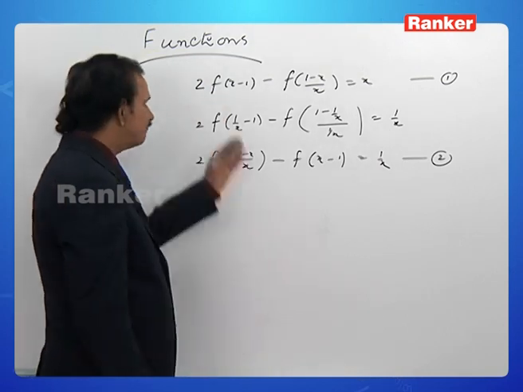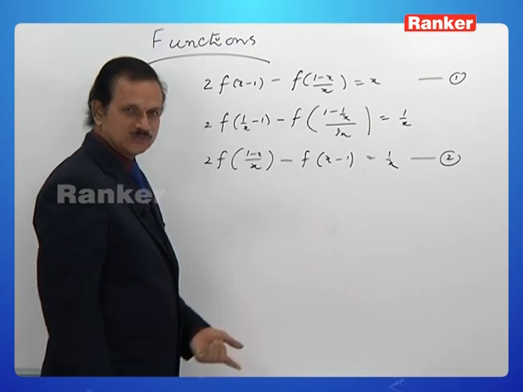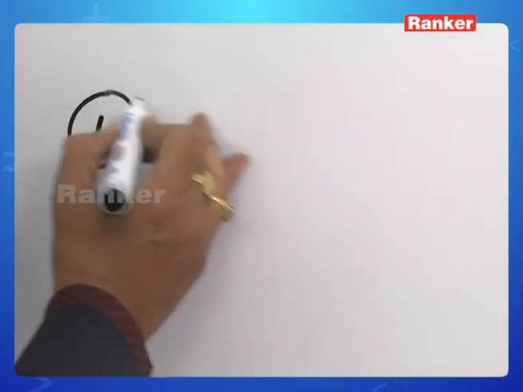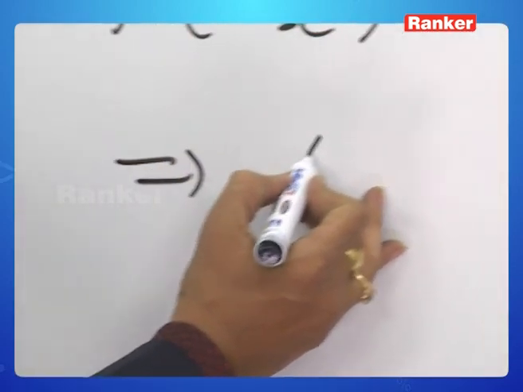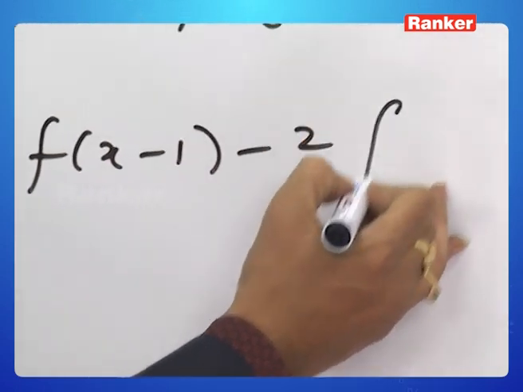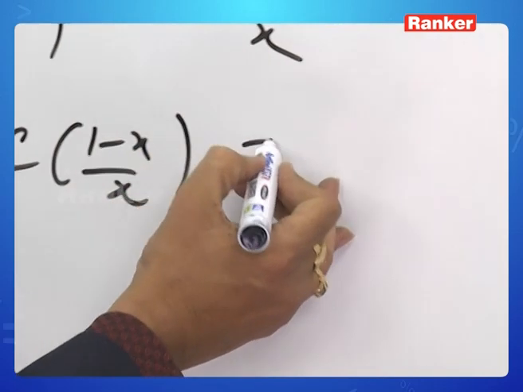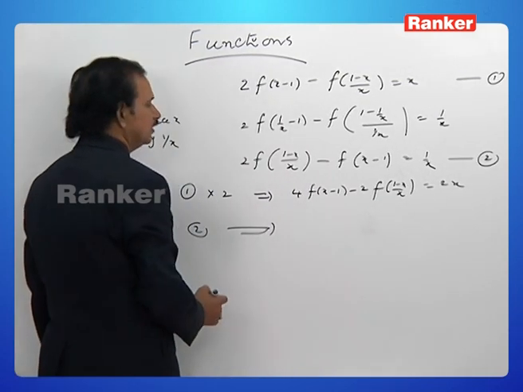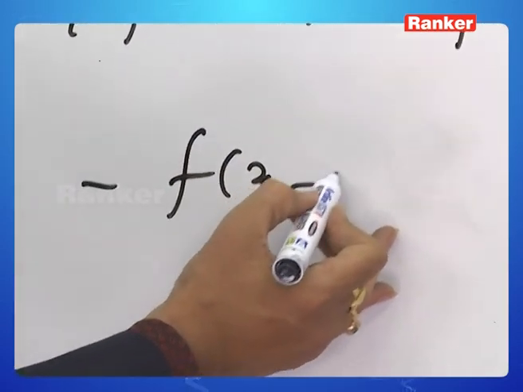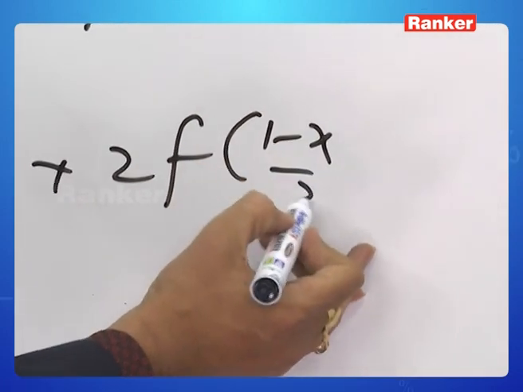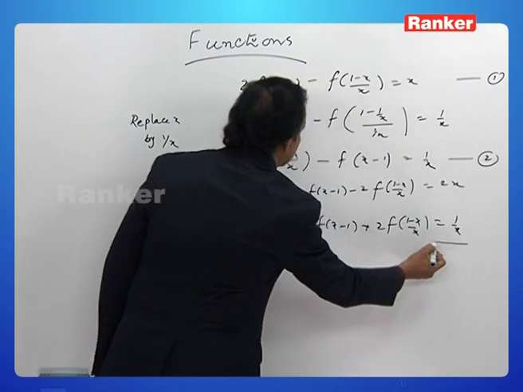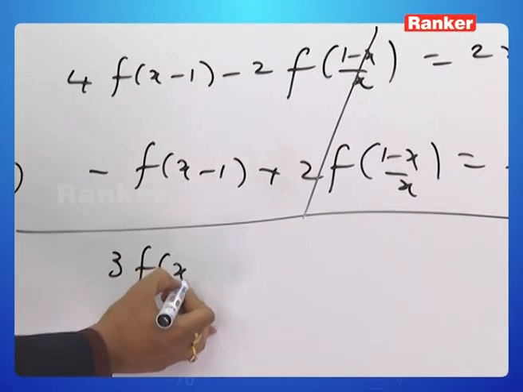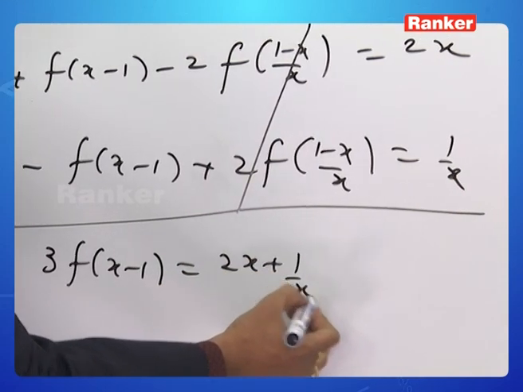Let us first get f of x minus 1 from 1 and 2, by eliminating f of 1 minus x by x between these two equations. Let me multiply the first equation with 2. We have 4 into f of x minus 1 minus 2 into f of 1 minus x by x is equal to 2x. And second equation, you just copy without any change: minus f of x minus 1 plus 2 into f of 1 minus x by x is equal to 1 by x. You add these two. We are able to get 3 into f of x minus 1 is equal to 2x plus 1 by x.